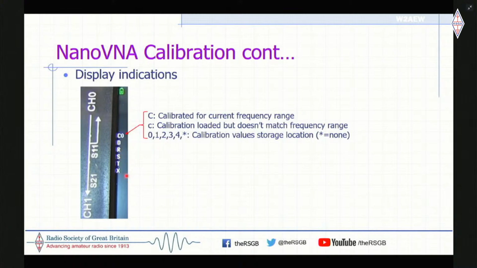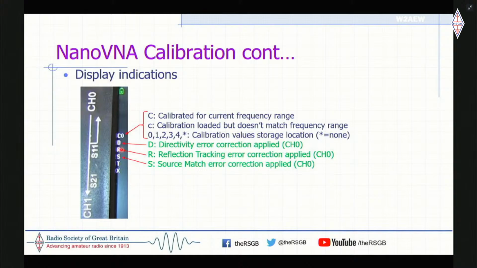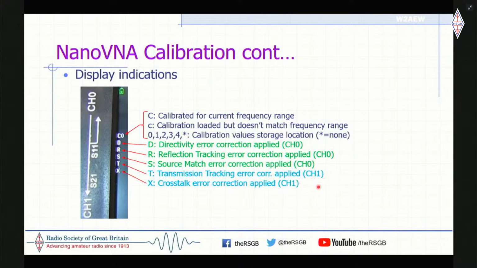The rest of the letters indicate the various types of corrections that are being applied. The D stands for all the directivity errors have been applied to channel 0. R means that the reflection tracking errors have been applied to channel 0. And S means that the source match errors have been applied to channel 0. These are all reflection-based systematic errors, and then these are the corrections that can be applied. The T and the X stand for the transmission tracking error and the crosstalk error. These are derived from measurements on channel 1 or port 2.